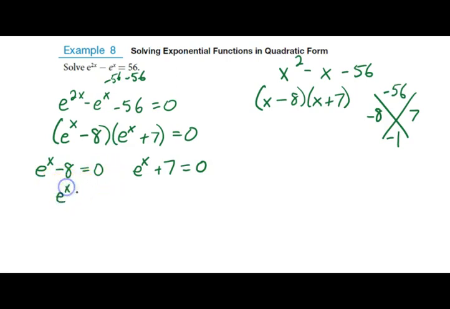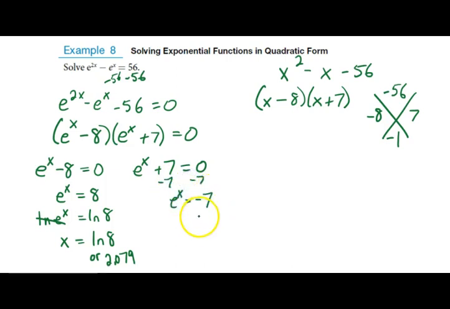So e to the x equals 8. And then I'm going to natural log both sides. That's going to cancel. So x is the natural log of 8. Or if you get that in decimal form, 2.079. For the second one, we would subtract the 7.